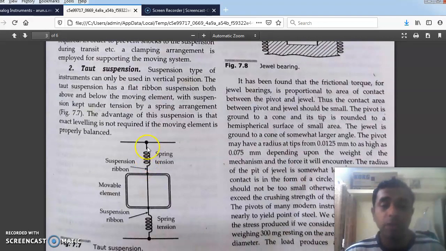Instead of having a filament at the top, we have a spring itself. So exact leveling is not required for such an instrument, because we have two springs, at the top as well as the bottom, compared to the suspension type. These springs will absorb some sort of shock. But this type is also confined to laboratory type instruments.